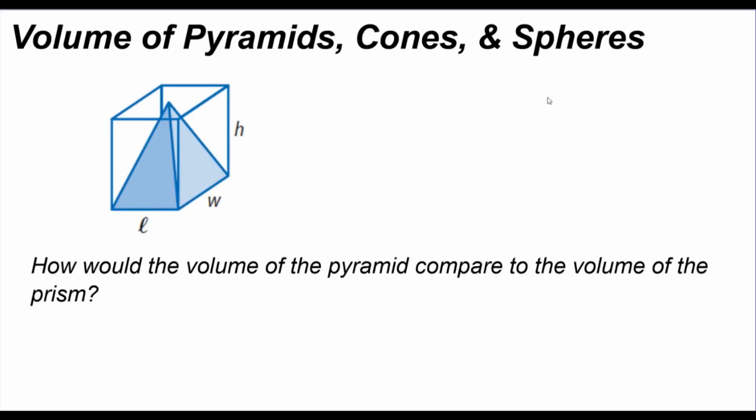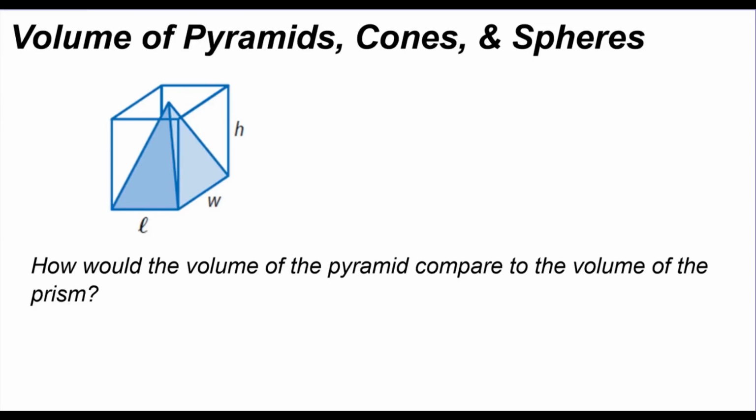Okay, we're going to expand our volume to volume of pyramids, cones, and spheres in this video. Previously, we found the volume of prisms and volumes of cylinders. So now I want you to think about a pyramid at first and how it fits inside of a prism. Here in this picture, I've got a pyramid with the same base and the same height as the prism. So how would the volume of this pyramid compare to the volume of the prism?